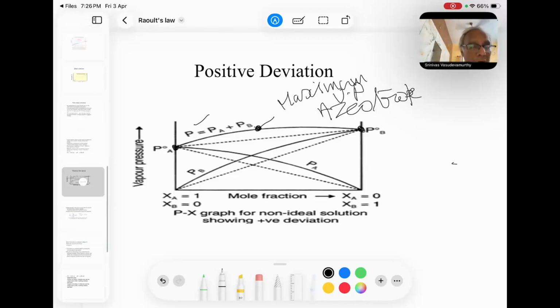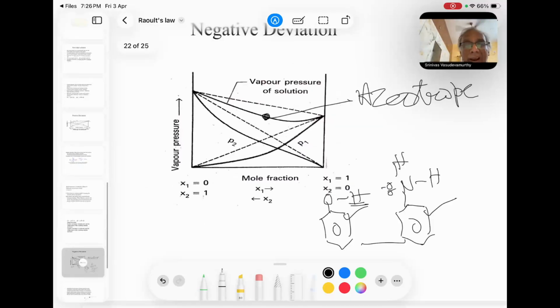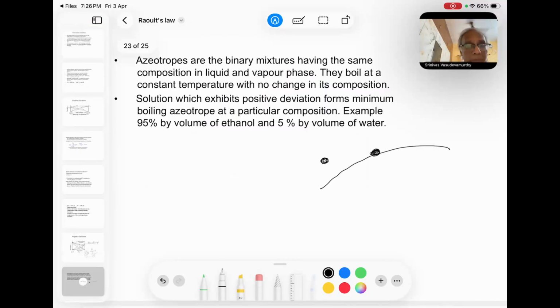In the same way, for negative deviation the azeotrope has minimum vapor pressure, as you see here. So the boiling point will be maximum here. Negative deviation forms a maximum boiling azeotrope. Right? Positive deviation, minimum boiling azeotrope. Negative deviation, maximum boiling azeotrope here.